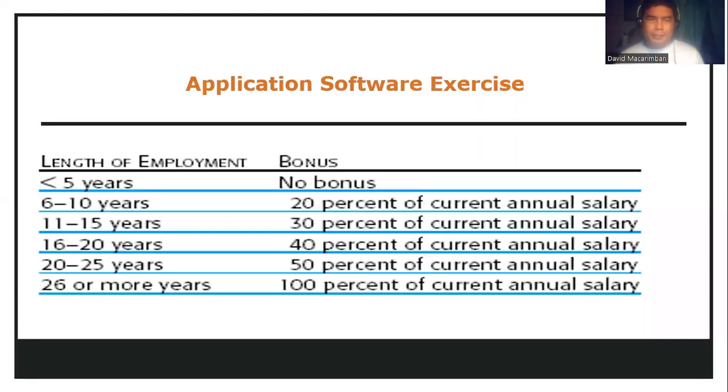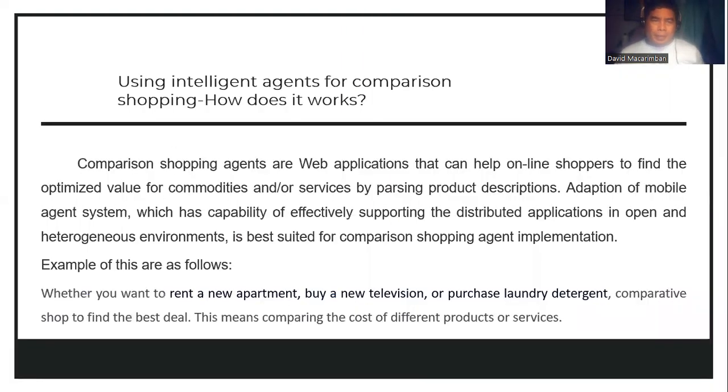So example to this, comparison shopping. Ano ito? How does it work? Comparison shopping agents are web applications that can help online shoppers to find optimized value of commodities and or services by parsing product descriptions. Subscription of mobile agent systems which has capability of effectively supporting that activity, distributive application in open and heterogeneous environments, space suited for comparison shopping agent application.